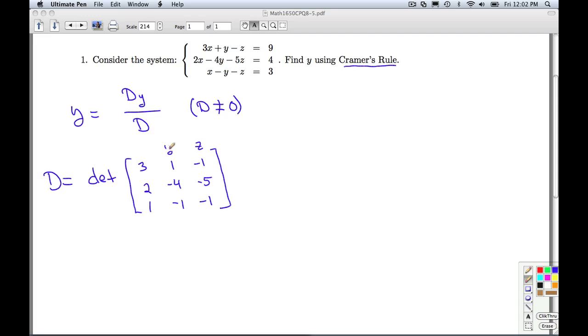Well, I'm going to expand this by the first row. And if I expand by the first row, I have to get the signs correct. So I've got a plus 1, minus 1, plus 1. And so when I go to expand the determinant, I have the plus 1 times the first entry here, which is 3, times the determinant of the 2 by 2 matrix I get by ignoring the row and column the 3 is in. So that would be this little guy here.